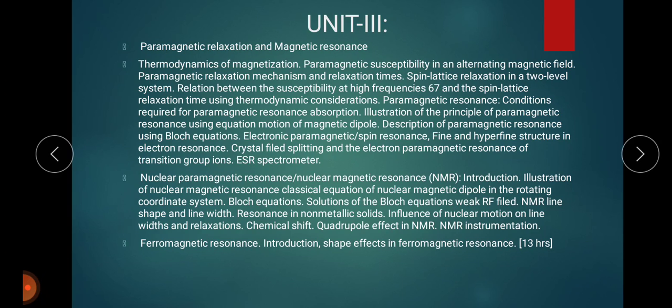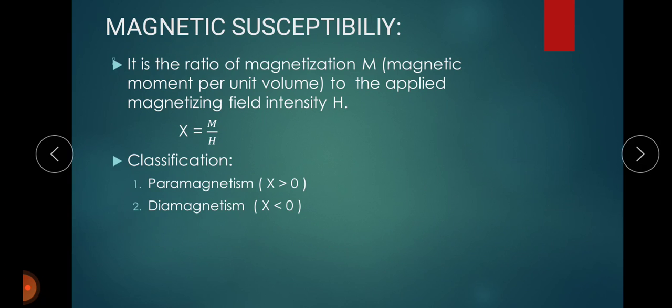non-metallic solid, influence of nuclear motion on line width and relaxation, chemical shift, quadrupole effect in NMR, NMR instrumentation and ferromagnetic resonance, introduction, shape effect in ferromagnetic resonance. These are all about your syllabus of Unit 3, Condensed Matter Physics 3. Then we directly go through the concept of today's class.